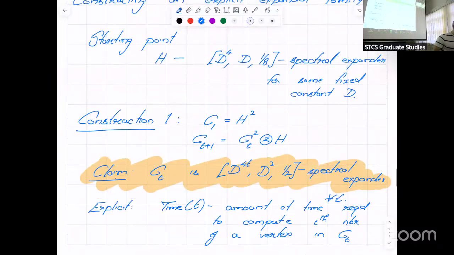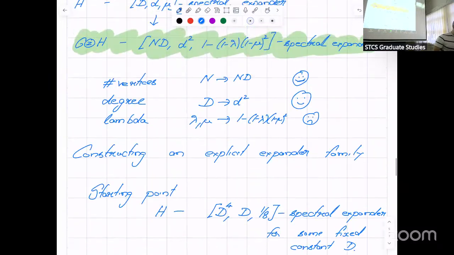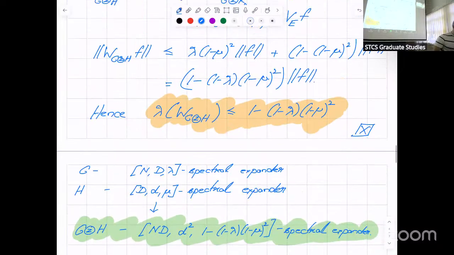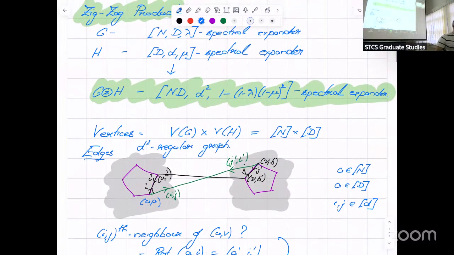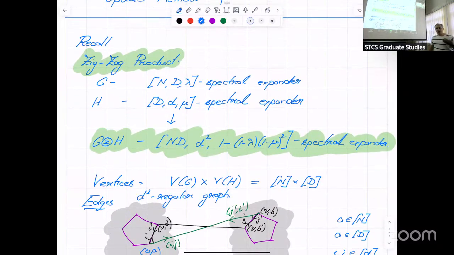It's a very nice graph product definition, which actually gives you the keys to construct expander graphs.